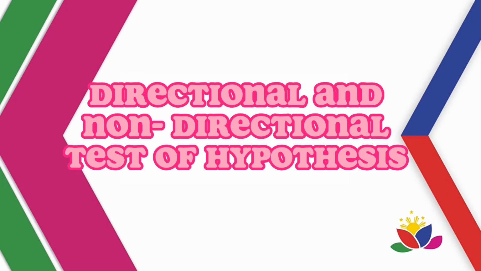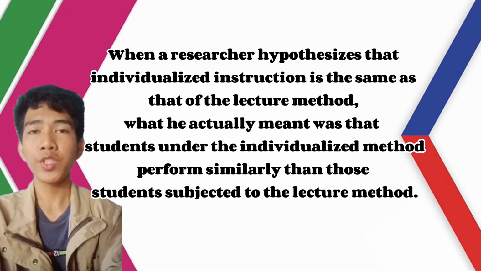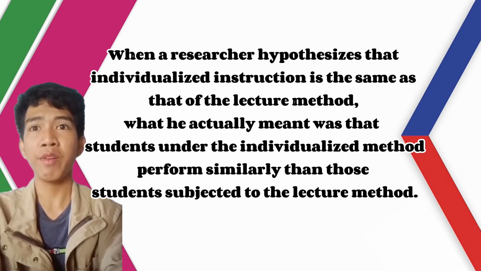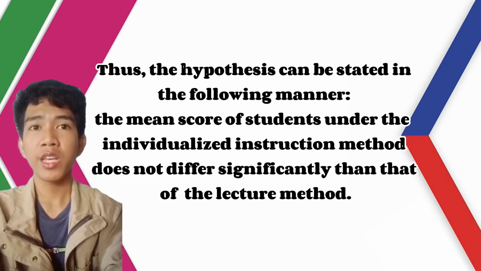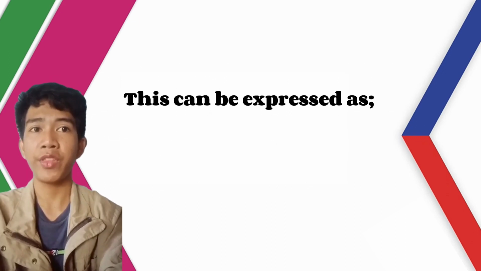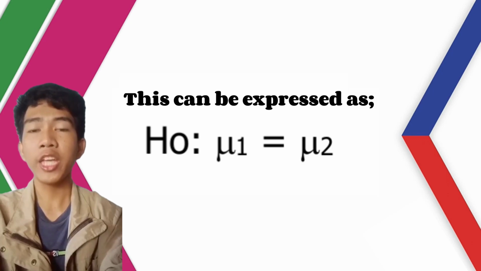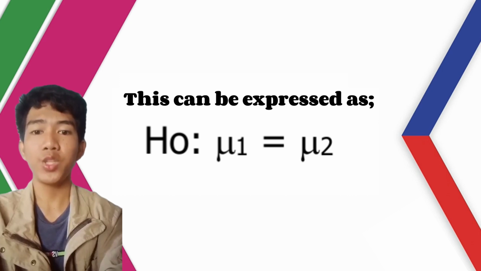Directional and non-directional test of hypothesis. When a researcher hypothesizes that individualized instruction is the same as the lecture method, what we actually mean is that students under the individualized instruction perform similarly to those students subjected to the lecture method. Thus, the hypothesis can be stated in the following manner: the mean score of the students under the individualized instruction method does not differ significantly from that of the lecture method. This can be expressed as H sub 0, mean 1 is equal to mean 2.